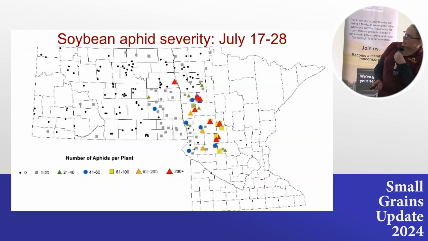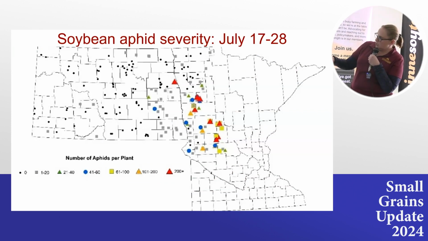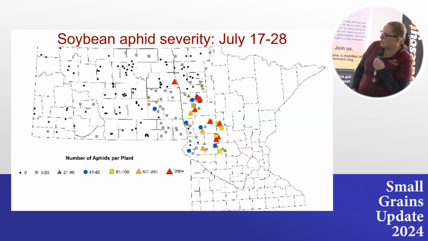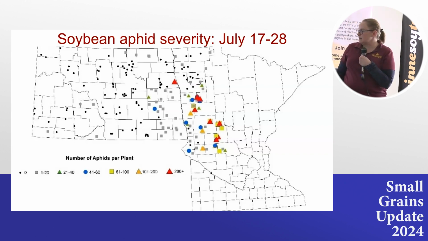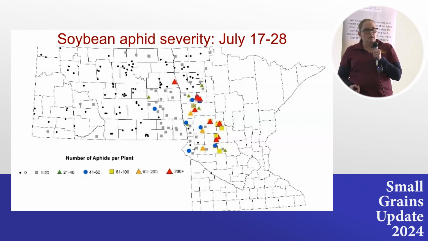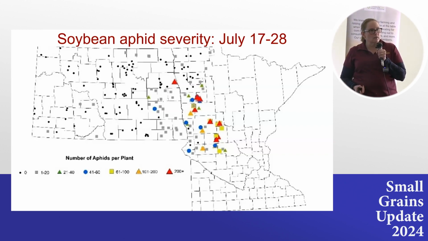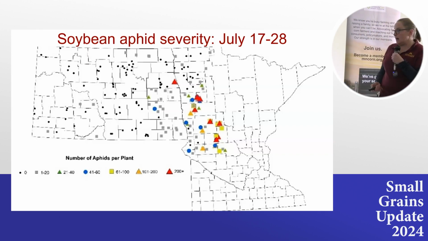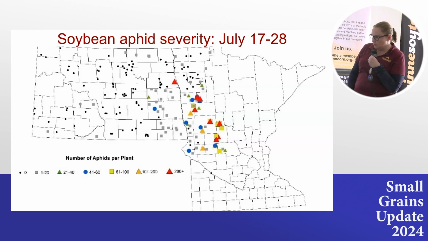So here's soybean aphid severity. This is July 17th through the 28th. So the dark red triangles, there's a couple down in Mahnomen, there's one in Clay, and I visited those couple fields. That's 200 plus soybean aphids per plant. Is that the treatment threshold? I see a couple of folks shaking their head no.